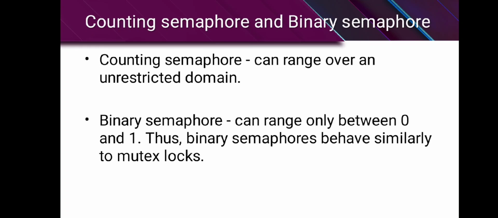Counting semaphore and binary semaphore. A counting semaphore can range over an unrestricted domain. A binary semaphore can range only between 0 and 1, thus binary semaphores behave similarly to mutex locks. A counting semaphore is like a versatile counter in programming, able to represent and control a range of conditions of resources for effective coordination. A binary semaphore is like a simple switch in programming that can be either on, 1, or off, 0. Similar to a mutex lock, it controls access to a shared resource by allowing or blocking multiple threads.